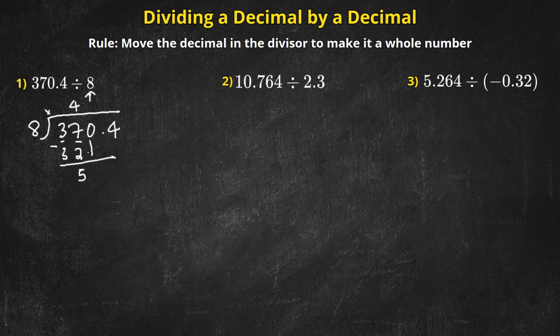Now simply go ahead and bring down the 0. Now 8 into 50 goes 6 times. 8 times 6 is 48. Now subtract. 50 minus 48 gives you 2. Now the decimal point. Take your decimal point up and bring down the 4. 8 into 24 goes 3 times exact. And now 8 times 3 gives you 24, and 24 minus 24 gives you 0.